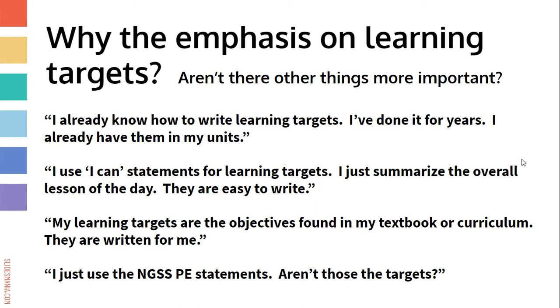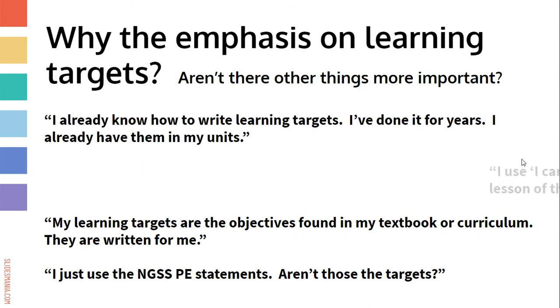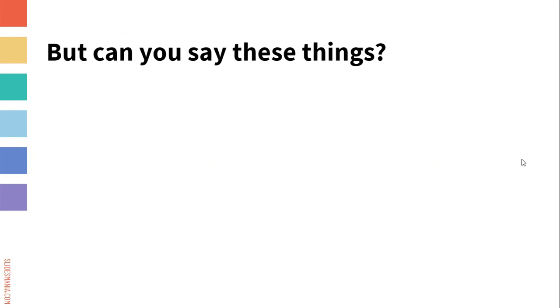Because if we think about, and here's one more, sorry. I just used the NGSS PE statements. Aren't those targets? Aren't those the targets? And so I want you to think about these 4 sentences. Are they really the attitude or really the thought we want to have about our targets? But can you say these things?